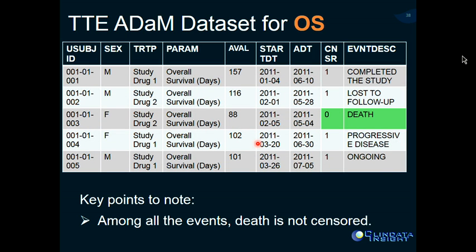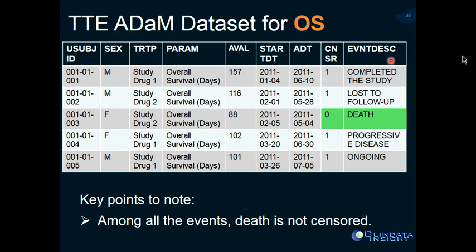So let's look at how we could create the time to event ADaM data set, in this case for overall survival. Here we have subject ID, sex, and treatment groups, and then the parameter is going to be overall survival in days. AVAL is going to be created from the start date, which in this case is the randomization date, and another date is going to be the event date. So AVAL is ADT minus the start date, the randomization date.